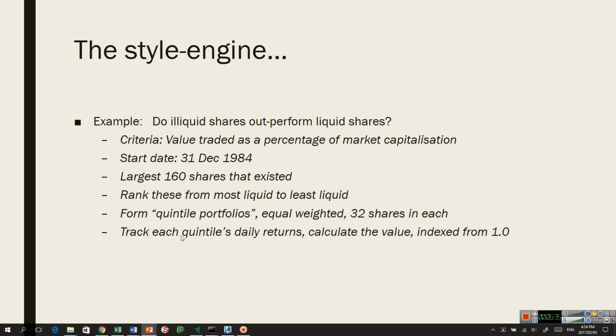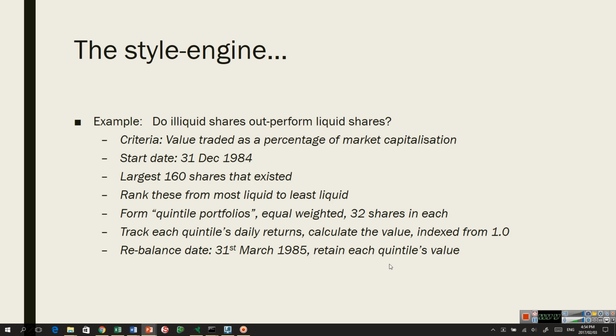Then we track each quintile's, each portfolio's daily return starting from the 1st of January 1985, and we calculate the value of that portfolio based on an index starting from 1 at the beginning of our start period, 1984, and we track the daily returns. And when we do that for a quarter, on the 31st of March, we get to the end of our first quarter and we want to rebalance our portfolio.